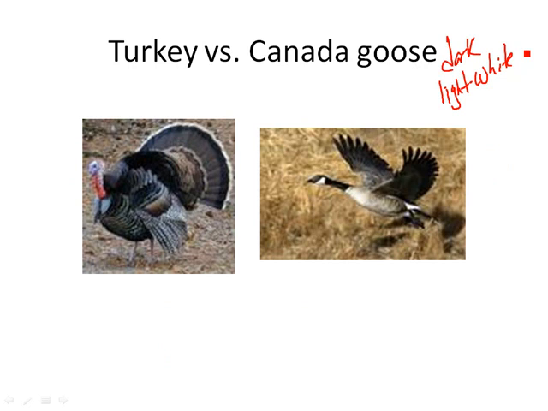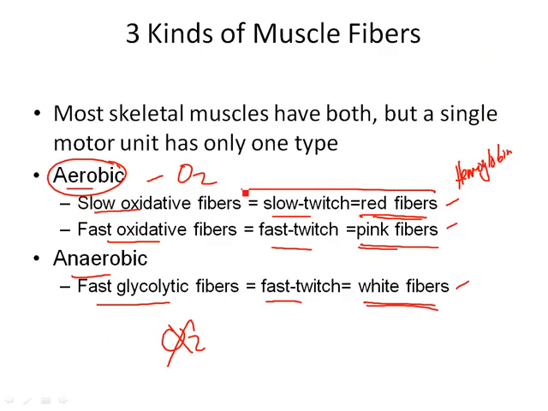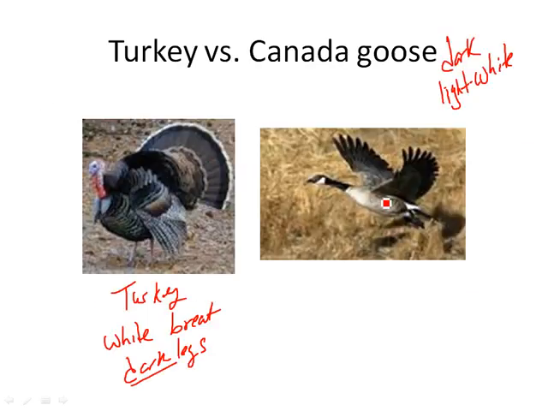So I'm going to start by talking about the turkey. If you watched my orientation video at the very beginning, you remember, if you were in my class, or you've talked to me before, you know I like to hunt. The thing about the turkey is, if you have ever eaten turkey at Thanksgiving, they have that big white breast, and they have dark legs. Well, that dark meat is basically these red fibers, these aerobic fibers.